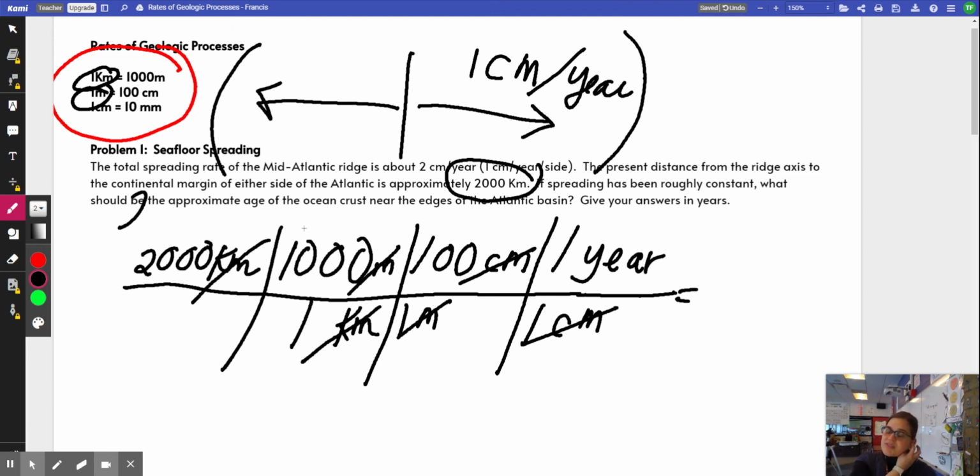So what we do in order to put this in the calculator, everything on top gets multiplied, everything on the bottom has a division sign before it. So technically this is 2,000 times 1,000 divided by 1, times 100 divided by 1, times 1 divided by 1. We had to have this here because we had to know that we had the correct units. When this all comes out in the wash, you should get 200 million years.